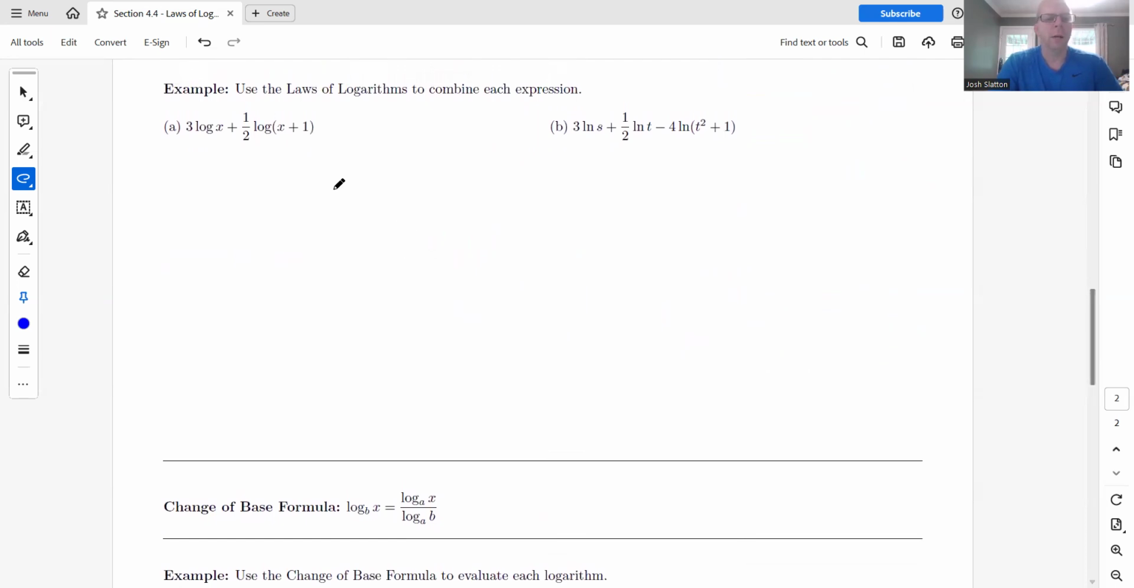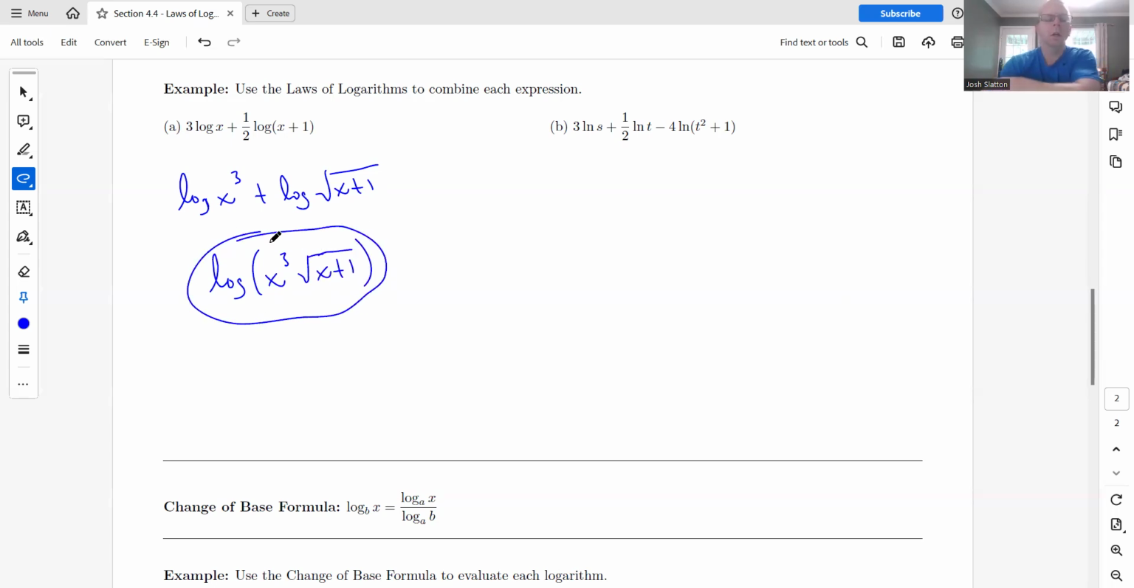All right, so combine. So first you want to get rid of your coefficients. So let's bring the coefficient up as an exponent. And we'll just write this one as a square root. And then we have the addition, so we can combine these with multiplication. So we have x cubed square root of x plus 1. That's the answer. All right, so when you're combining, that's the general idea that you want to use.